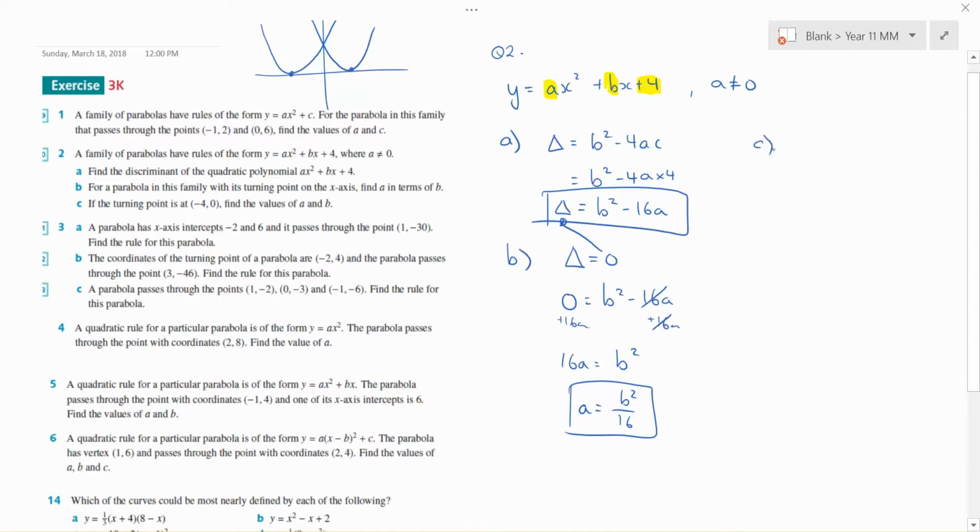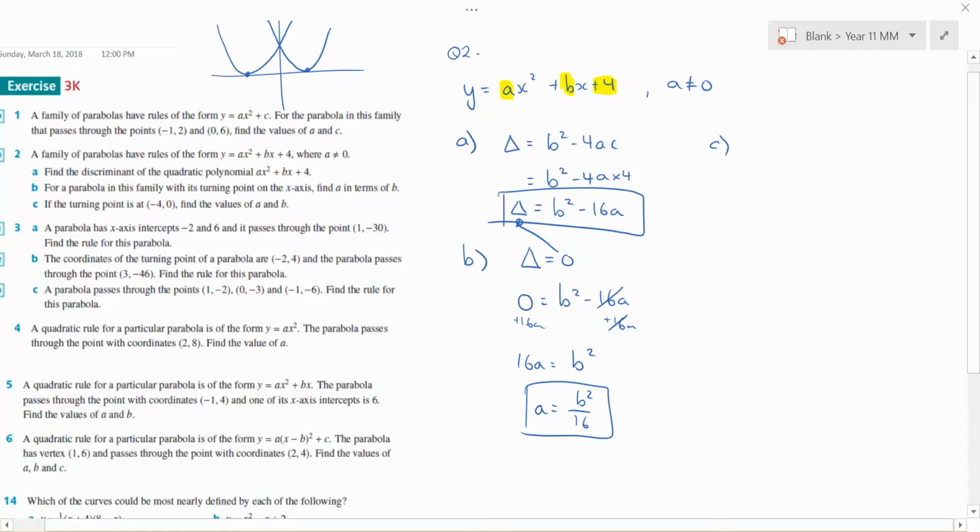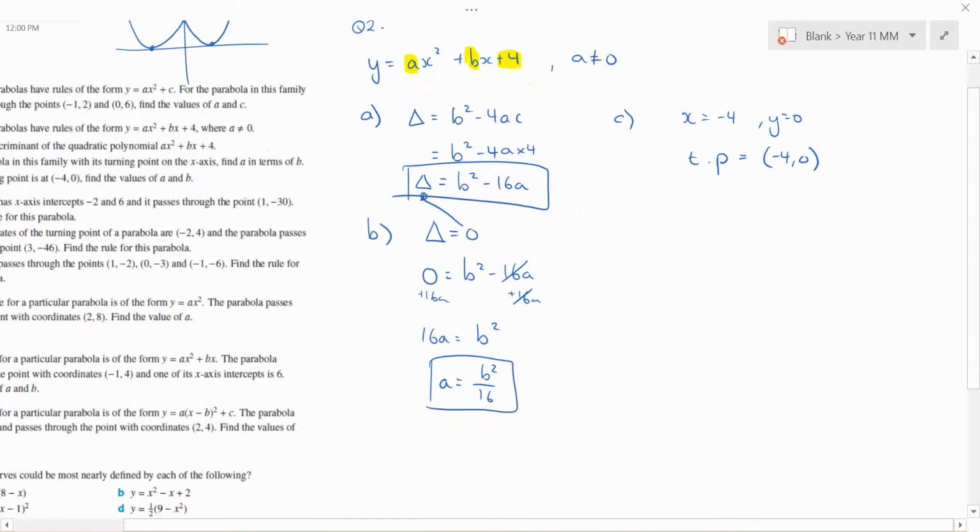Finally, now we're going to part c. If the turning point is at negative 4, 0, find the values of a and b. Now this is interesting because you now know when x equals negative 4, y equals 0, and this is your turning point. What I can see is there's a problem, because this is an equation where you have two unknowns, and they've given you a piece of information for you to solve the second point.